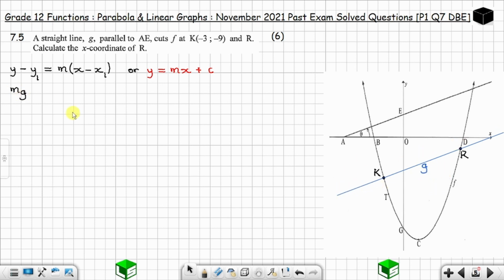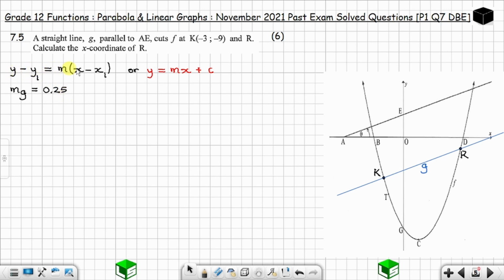So the line is called G. So the gradient of G is equal to what? If you can remember from the previous question, the gradient of this line was 0,25. We calculated it in the previous question. So when two lines are parallel to each other, they also have the same gradient. And so the gradient of this line will also be equal to 0,25. Okay, I hope it's clear there.